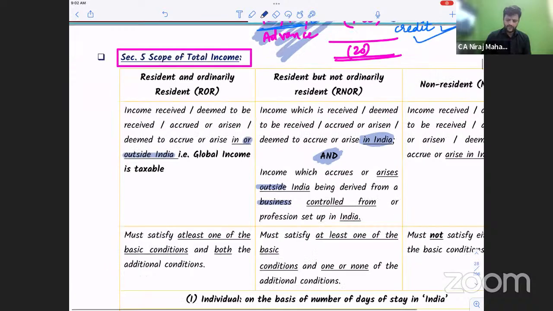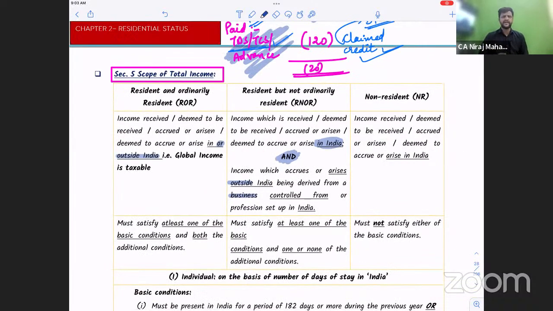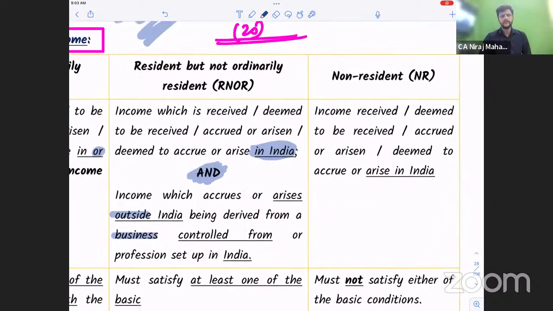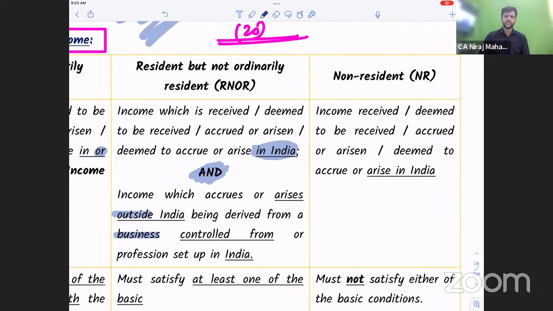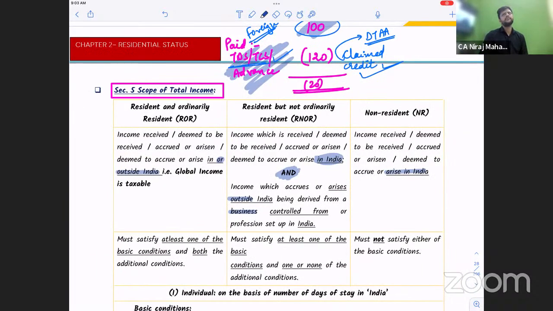Now understand. As well as in NR, let us just finish the NR case also. What is NR? Check what will be taxable for NR in India. Income received or deemed to be received or accrued or arising and deemed to accrue or arise in India. So what is common between all three of them? Income earned in India. Correct, very good. In very simple language, income earned in India will be taxed in India. Has to be taxed in India.